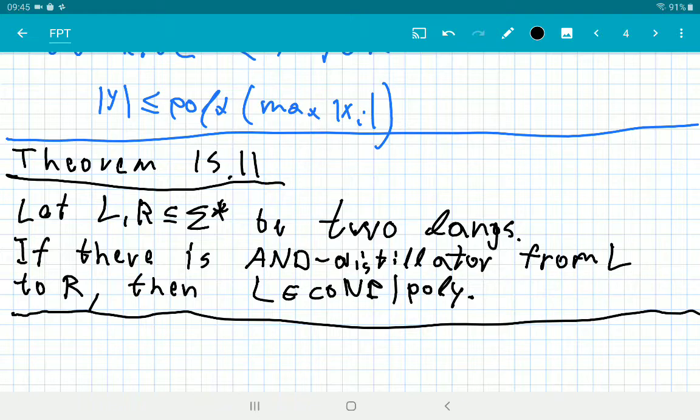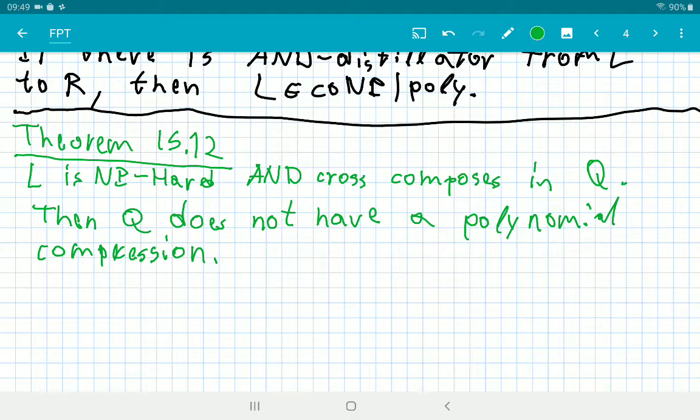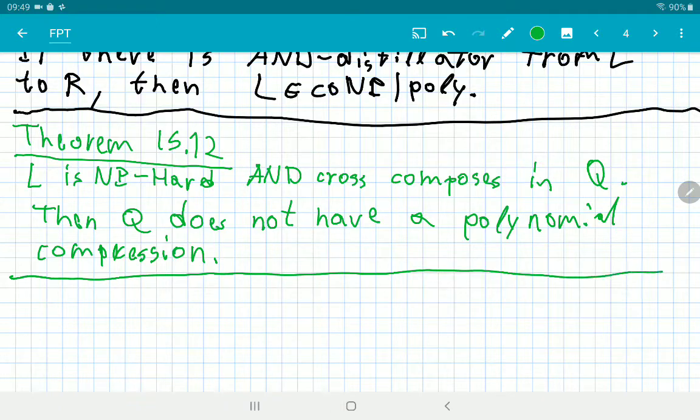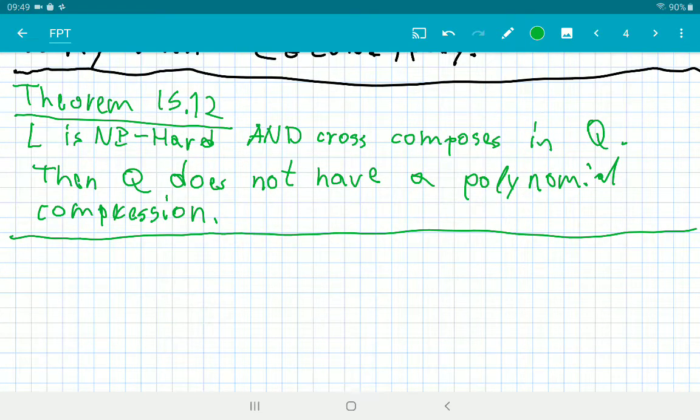Now we get a similar result for cross-composition with the n condition, which yields the following theorem, theorem 15.12. It states that if we have a language L that cross-composes into a language Q, then Q does not have a polynomial compression. You can just think about a polynomial compression intuitively as being a polynomial kernel. It's not quite the same, but for our purposes, let's say it's the same to keep things simple. To remind you, a cross-composer takes a collection of instances and generates one instance where the parameter is much smaller. So it's essentially a way to prove that the language does not have a polynomial kernel.